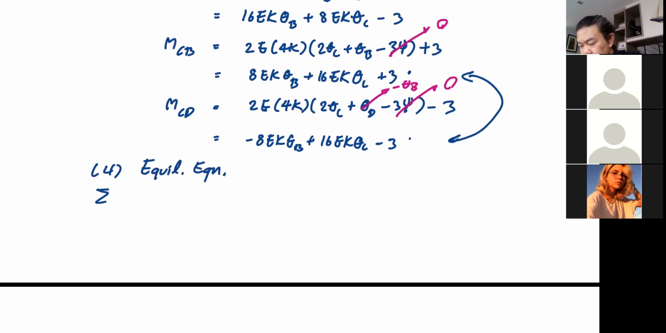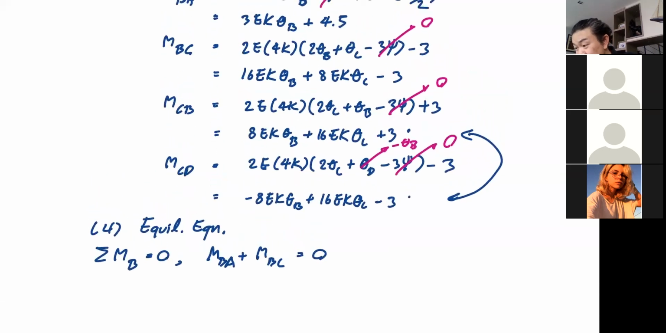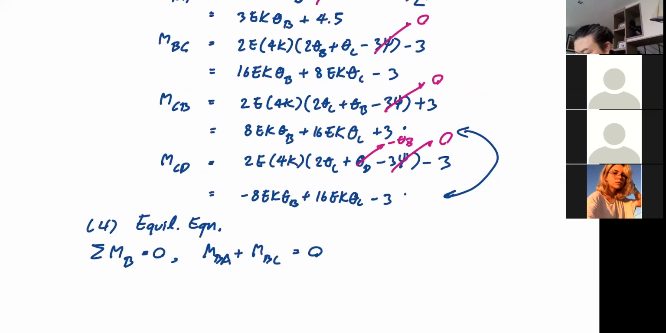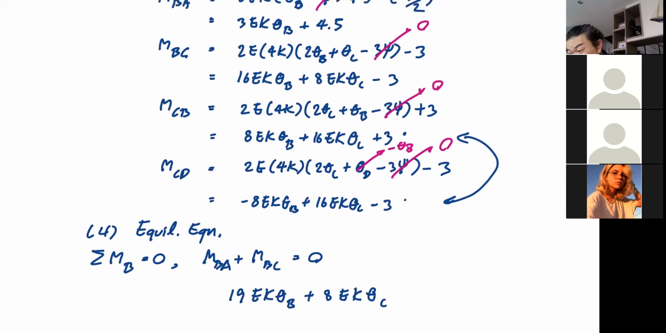So sigma MB equal to 0, or MBA plus MBC equal to 0. We go back here. That is 19 EK theta B plus 8 EK theta C. Now you have plus 4.5 minus 3, so that means it's plus 1.5 equal to 0.